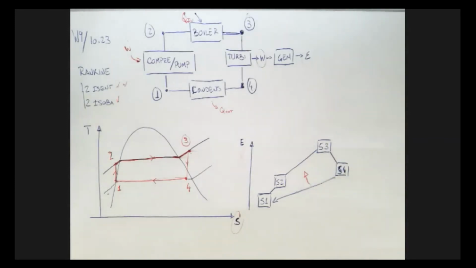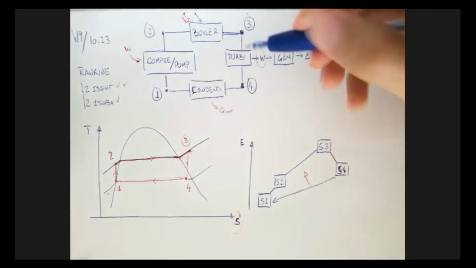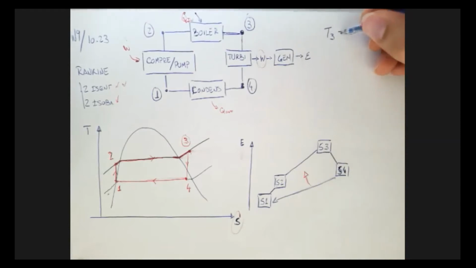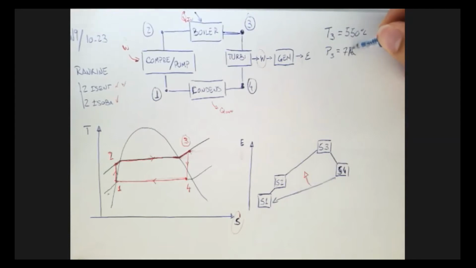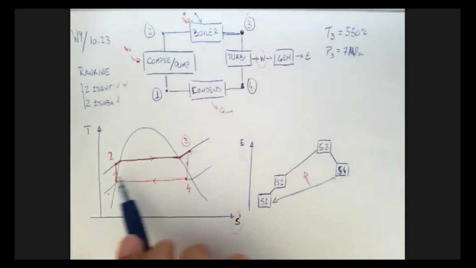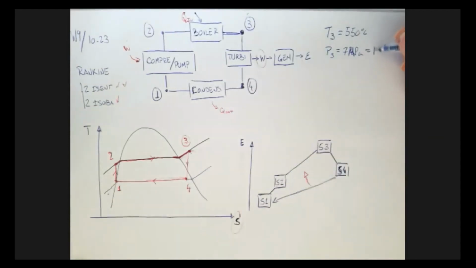Now let's look at the information that was given. Steam enters the turbine at 7 megapascals and 550 Celsius. So where is it entering the turbine? It's right here. That means T3 is 550, and my P3 is 7 megapascals. But if it's an isobaric process from 2 to 3, that means my P2 is also 7 megapascals.